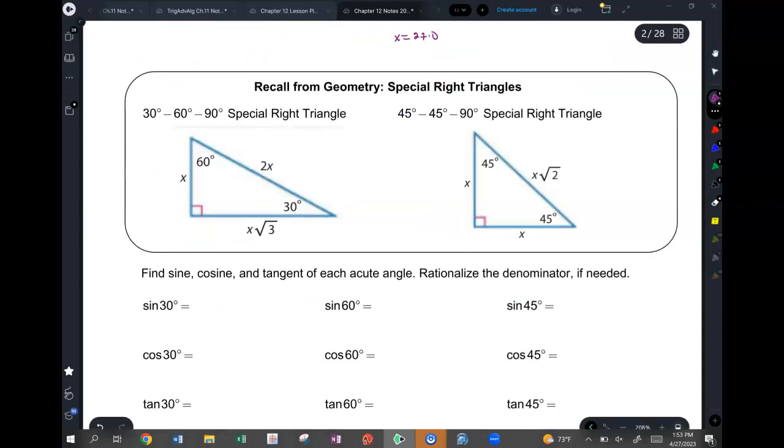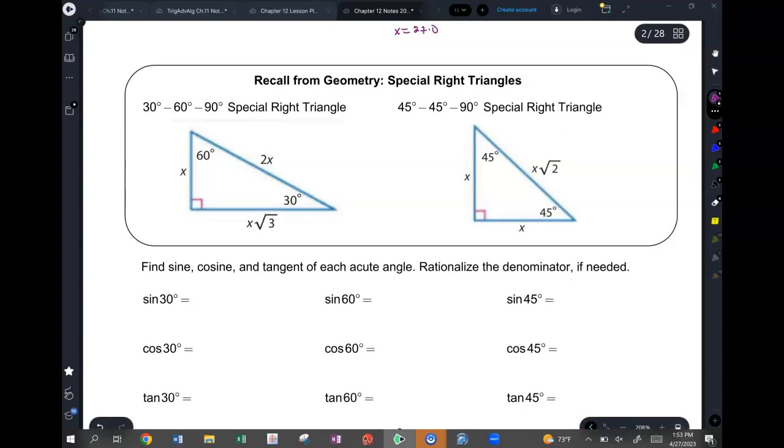Okay, special right triangles. So special right triangles, we have 2 of them, a 30, 60, 90, and a 45, 45, 90. In a 30, 60, 90, you have the hypotenuse and the two legs. One short leg, one long leg. Okay, the short leg always faces the smaller angle, right? 30 degrees faces the short leg. So this is the short leg.